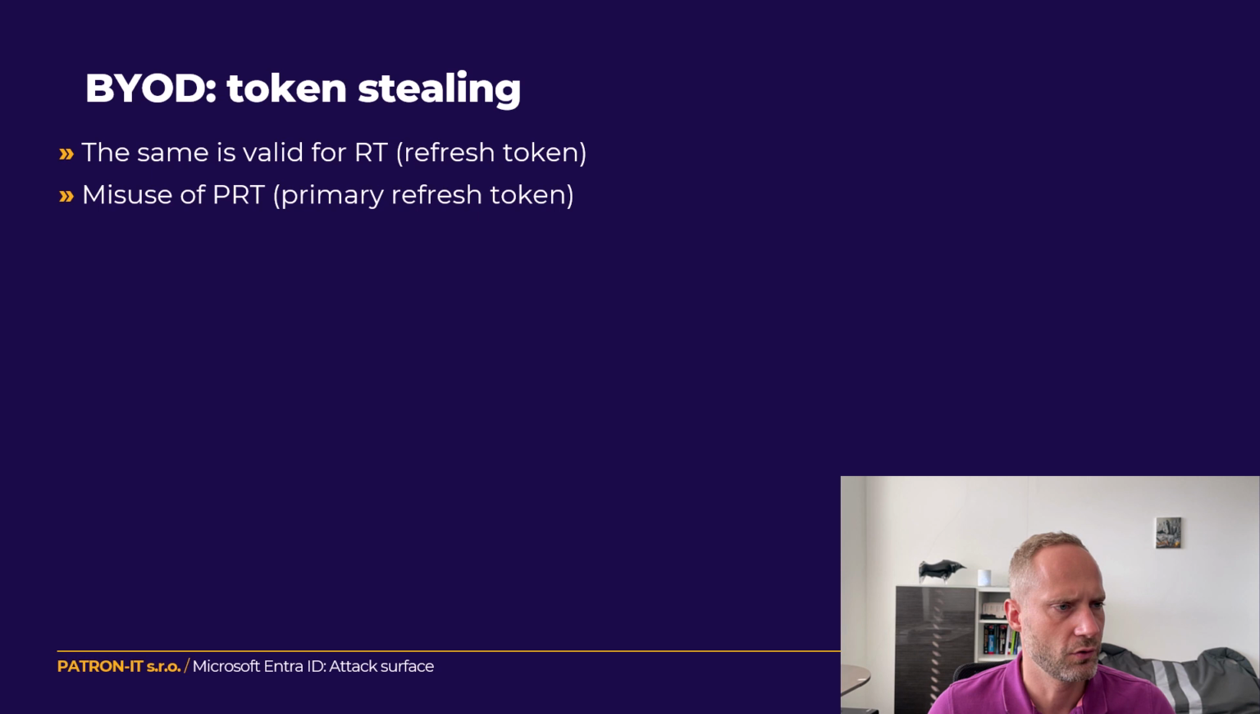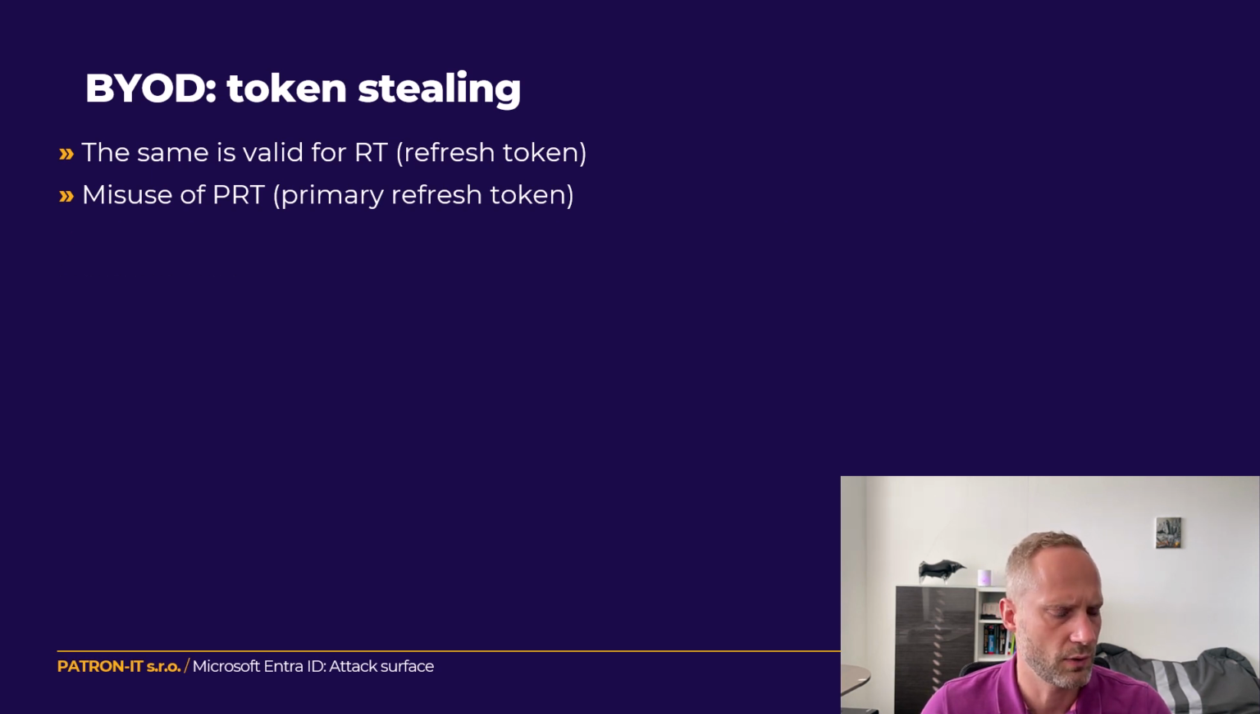Then we can misuse PRT tokens. I told you they are protected by TPM, but if we are in control of the victim's computer, every time we can instruct the victim's computer to use the PRT to create a new refresh token and provide it to us. So we can use the victim's computer like a puppet. And every time we need to be authenticated as the victim, we just ask the computer to do the authentication for us.